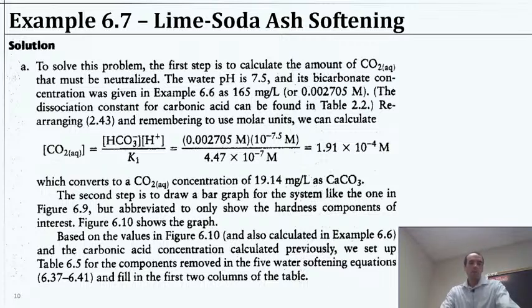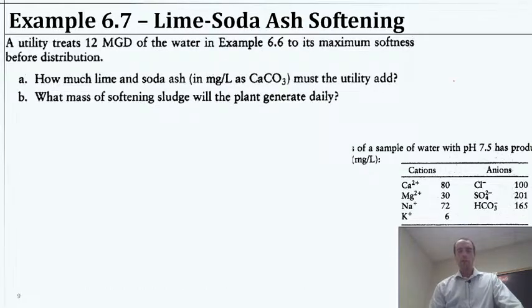Okay, so to solve this problem, the first step would be to calculate the amount of CO2 dissolved that must be neutralized. Water's at pH 7.5. We know the bicarbonate concentration at 165. That's what we saw here.